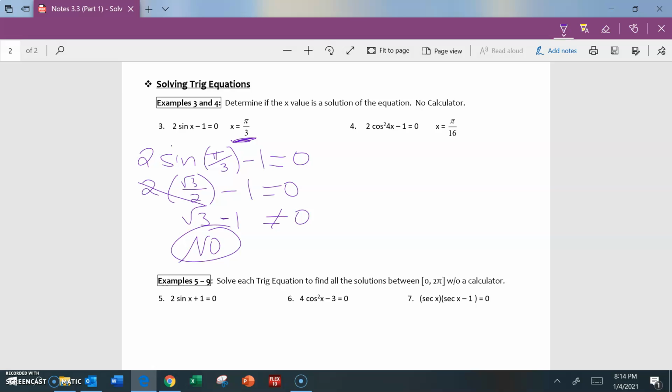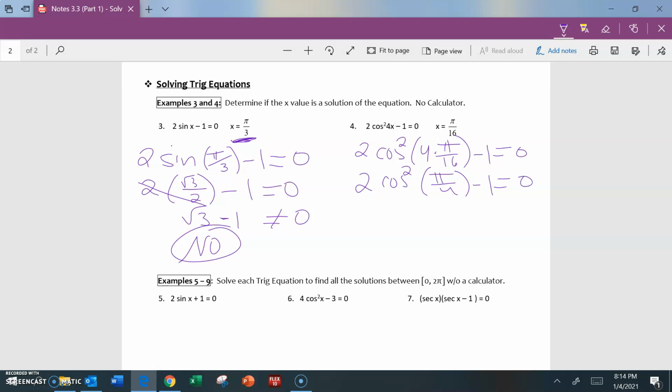For number 4, we have 2 times the cosine squared of 4x minus 1 equals 0. Once again, we're just going to see, is pi over 16 the answer? Remember, one of the answers. It's not like back in Algebra 1 where we solve for x and get one answer. So it's a little bit different. When we do cosine squared of 4 times pi over 16, substitute that right in as you normally would. I would definitely simplify this first to pi over 4.